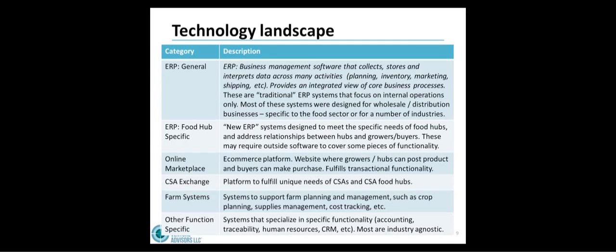Then there are farm systems, and those are somewhat less relevant likely to folks on the call, but these are the systems that support farm planning and management, crop planning, supply management, cost tracking. You might find that the deployment of these to your growers is very helpful, or that for whatever your specific needs are as a food hub, working with a provider like this is really helpful. And then the function specific are any pieces of software that are designed for specific things. So one to manage customer relationships, one to manage accounting, one to manage e-commerce. Most of these are not industry specific, but are just great pieces of software that are very good at addressing that specific function.